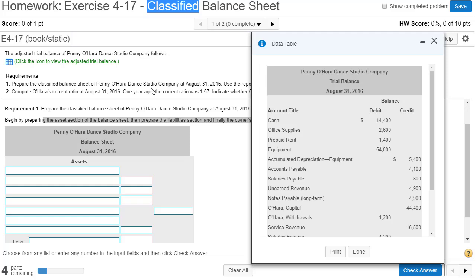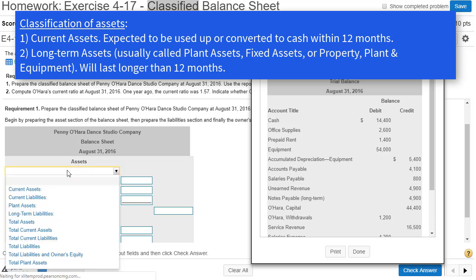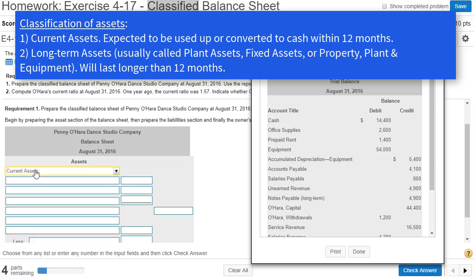All that means is we're going to take the assets, we're going to classify them into current assets, let me put in the label. Current assets are assets that you expect to be used up or converted into cash within the next 12 months. And then the other assets are long-term assets, ones that you do not think will be converted into cash or used up within the next 12 months.